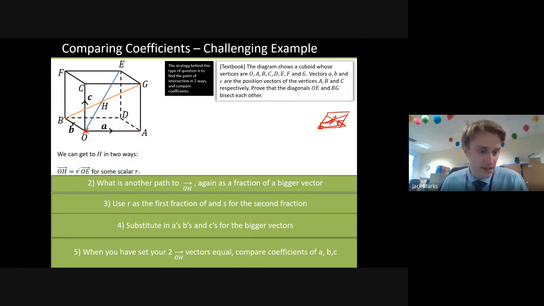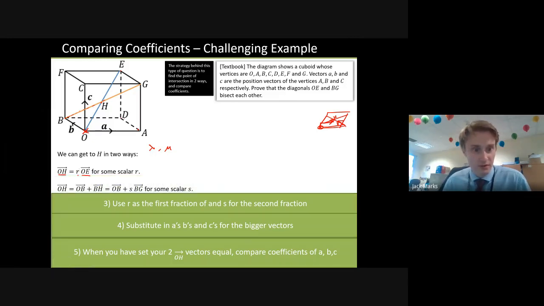Okay, they're using the letter R here. If you want to use lambda and then mu, as you did before, that's also correct. So OH is some fraction of OE. What's the other path using the other line in the question? Well, you could go from O to B, and then you could do some fraction of BG. That's another way that takes you from O to H. It's more indirect, but that's not a problem.